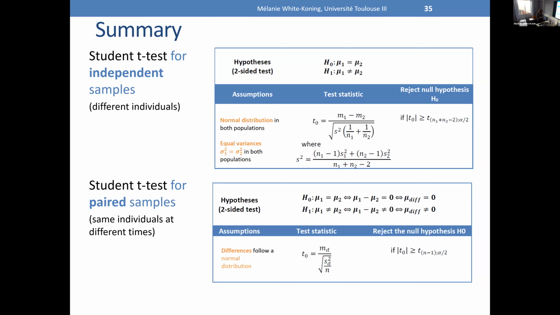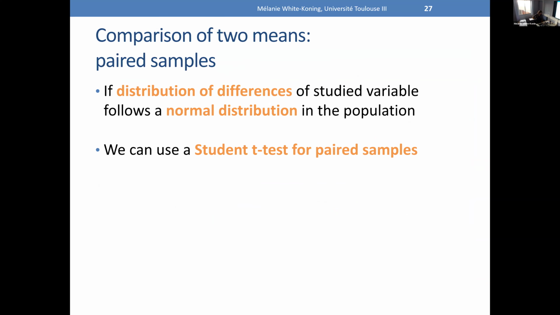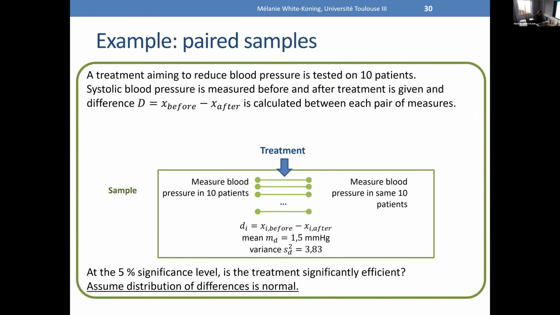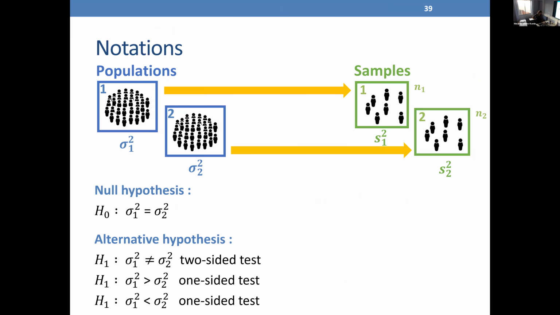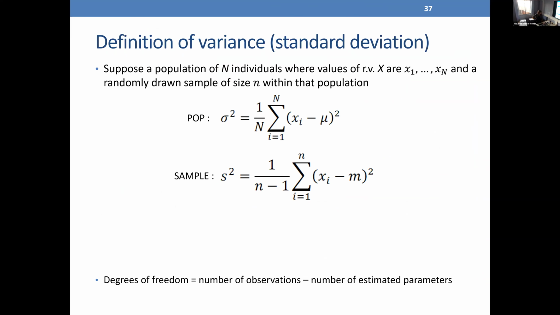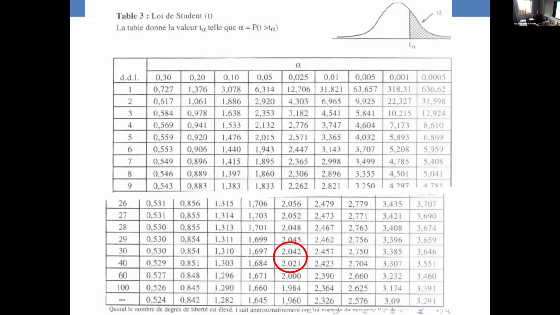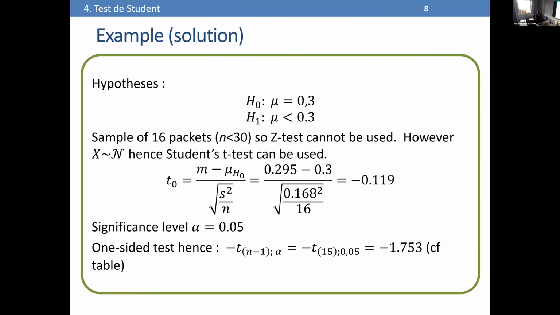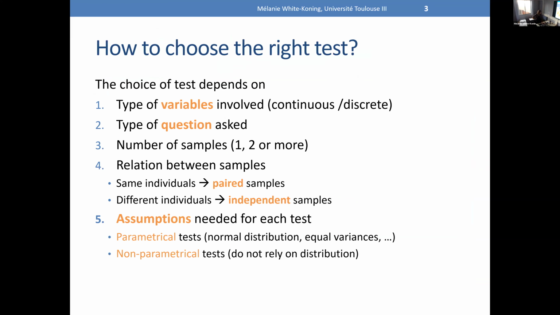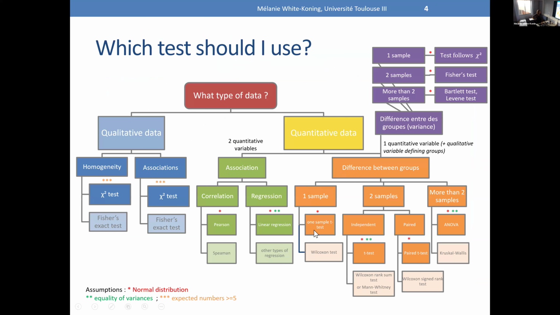Right. So now we've looked at the means. If I go back to this one, we've looked at one sample, two sample independent t-test, and two sample paired t-test. We will look at the ANOVA later on because that's a bit more complicated.